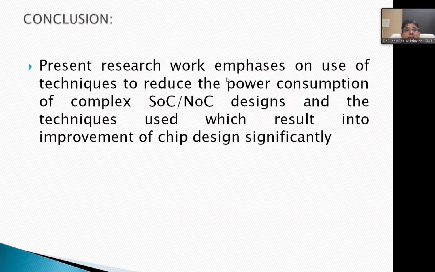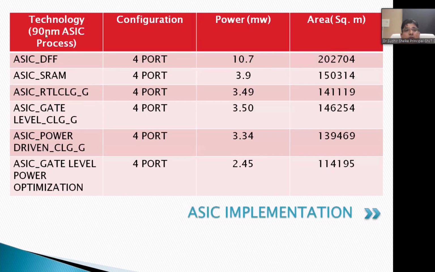So this is at the ASIC level. The technology I have used, as I told, is the 90 nanometer ASIC process. The design available was ASIC with D flip-flop, which has 4 port. The power requirement was 10.7 and the area requirement is this. For the ASIC SRAM, I converted this D flip-flop to the SRAM with the same 4 port. Drastically, 10.7 is reduced to 3.7 and the area is reduced to 15.150314.